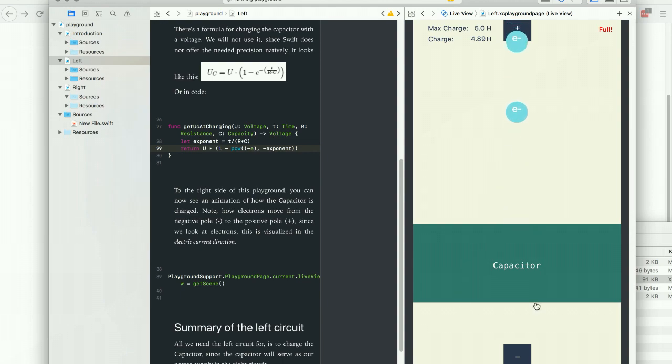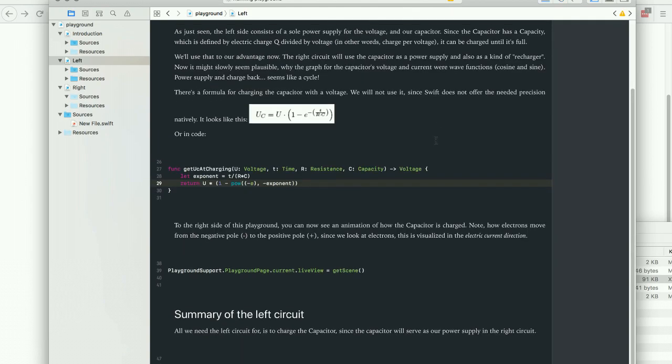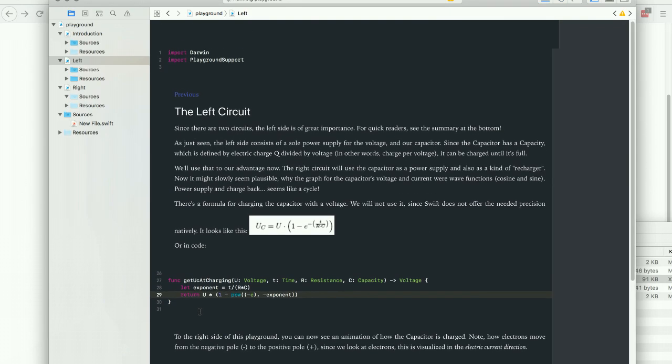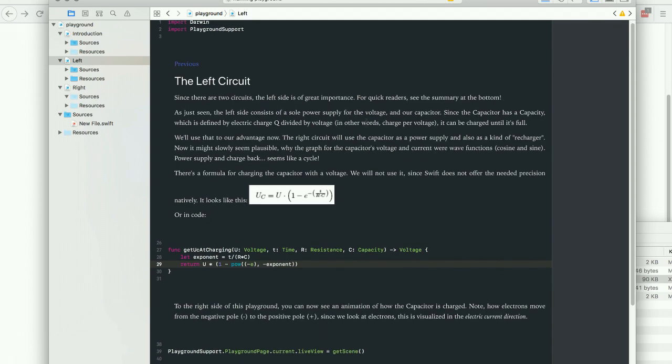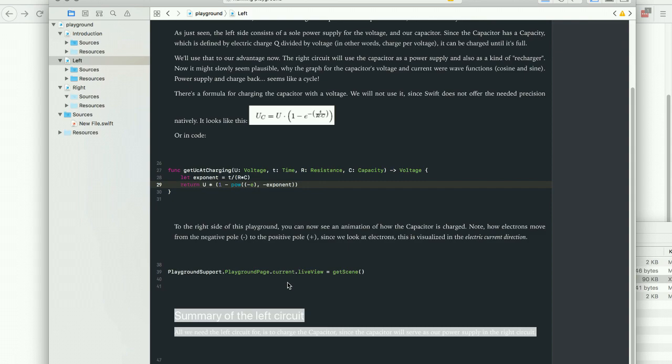So we're full. And you see, they still move, but we're full, and it's not charging more, since that's the maximum that's possible. Exactly, so we're done with this part. And here's a summary of the left circuit. So here I wrote that down. It's for anyone who's a fast reader, since that should just be for 3 minutes, but that's not enough time.